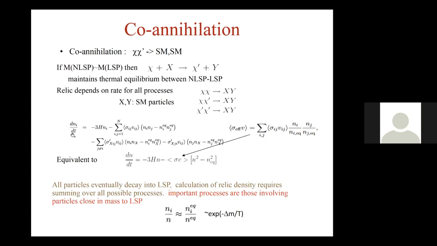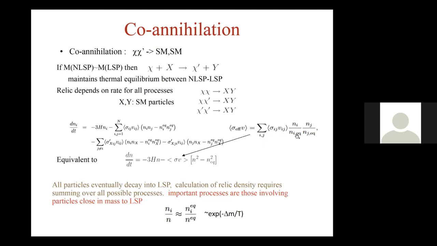Now, you write it for each component, each of the LSP and NLSP, etc., and then you just sum all possible processes. Well, it has been shown that this set of equations is equivalent to the simple equation I had written before for the number density of the LSP. The only difference is that here in this expression, the sigma v is now an effective sigma v, which involves the sum over all possible subprocesses of the type chi prime, etc., multiplied by this ratio of their number density to the equilibrium density.